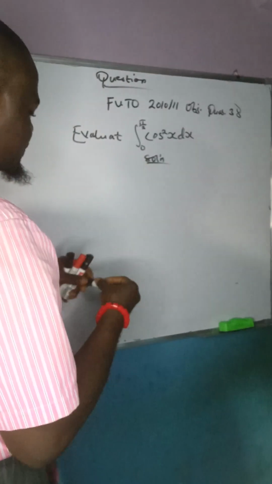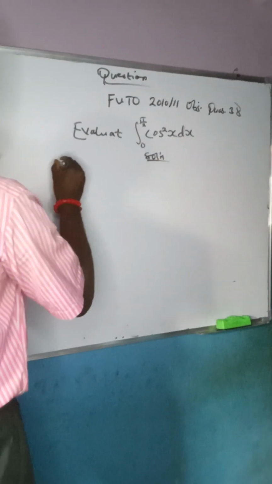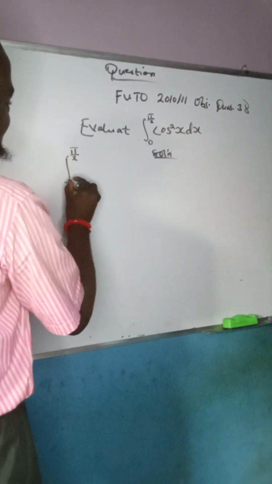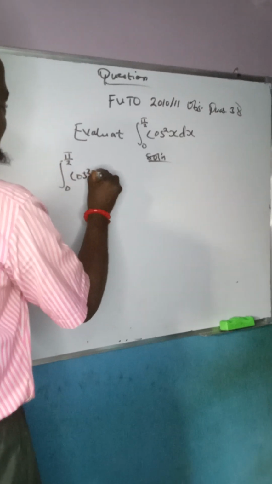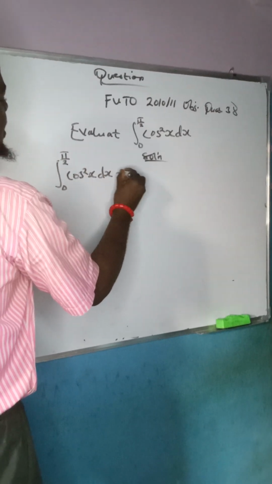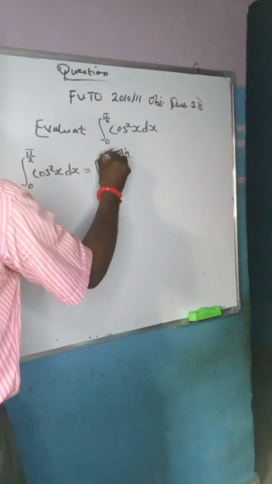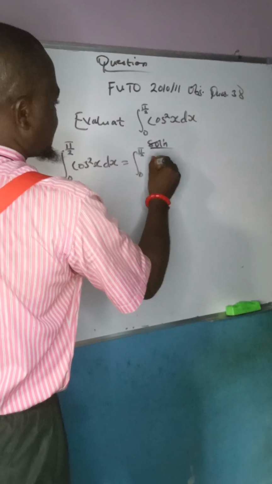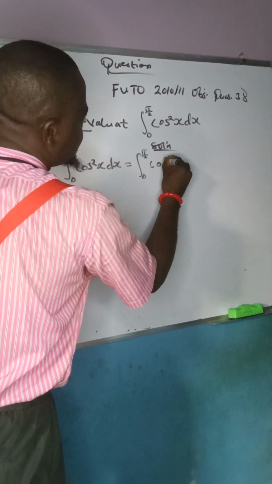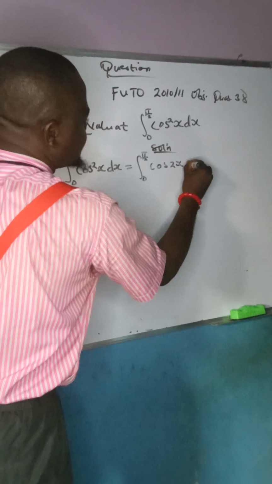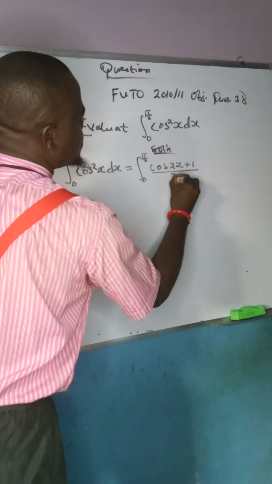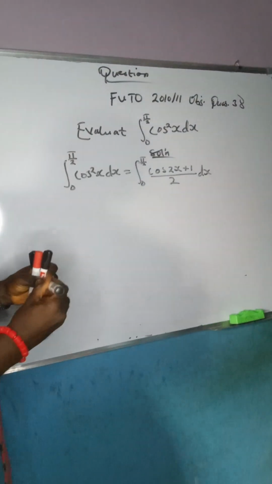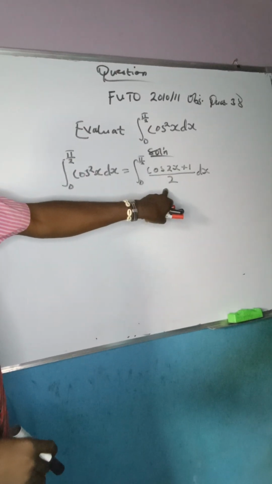Good. So it simply means the integral from pi over 2 to 0 of cos squared x dx will now be the integral from pi over 2 to 0 of (cos 2x plus 1) over 2 dx. You see it? So it's from here you can now integrate.